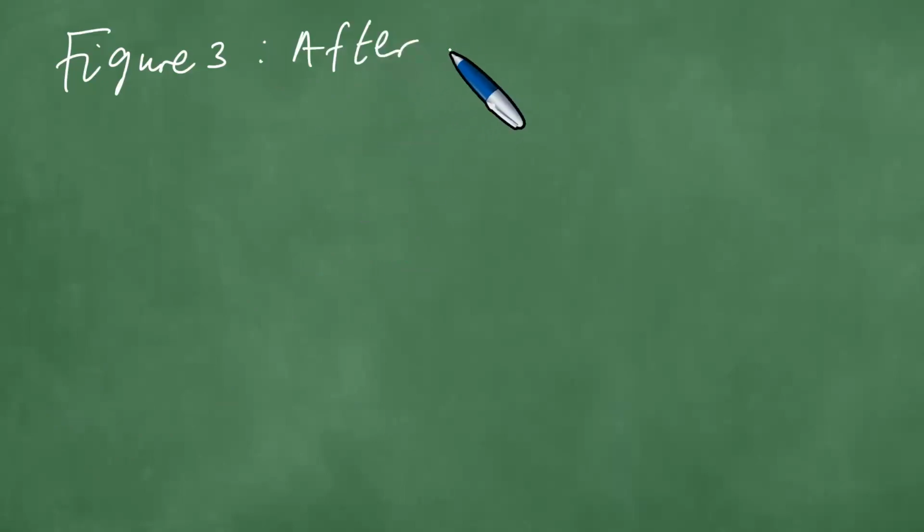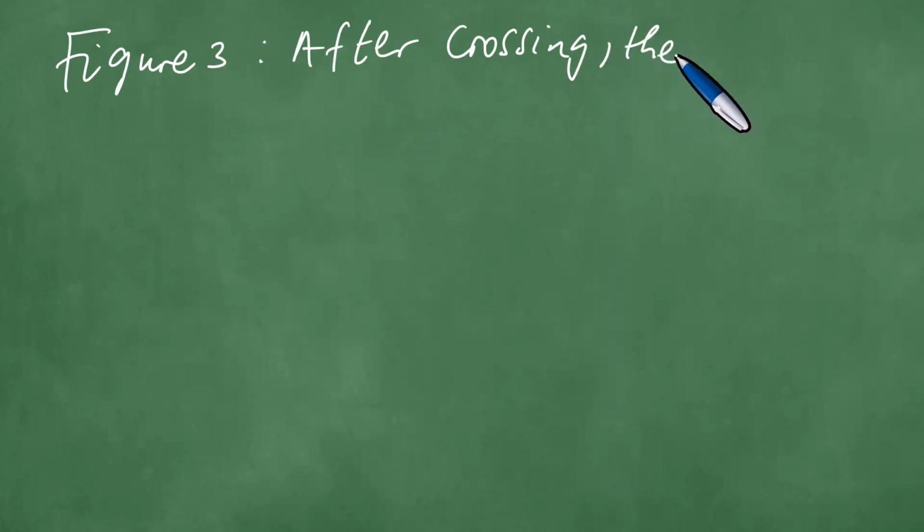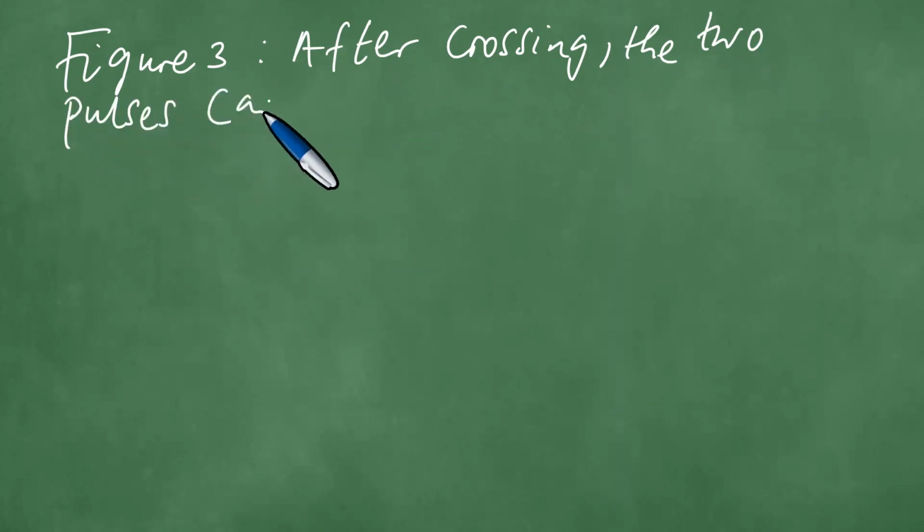Now let's look at the next one. Figure three. Right after crossing, the two pulses carry on. They carry on unchanged.